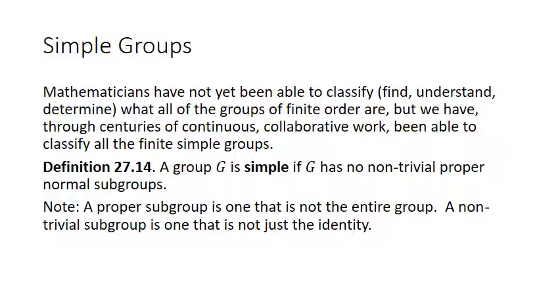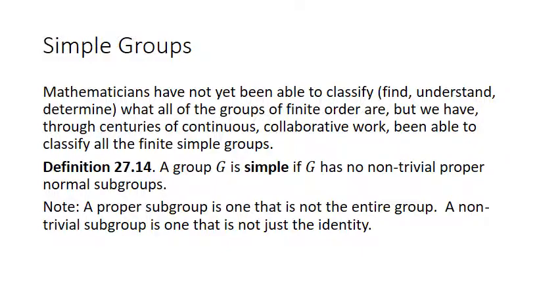We have, however, over many centuries of continuous collaborative work running into the thousands of pages of journal articles, been able to classify all of the finite simple groups. So let me tell you what a simple group is. A group G is simple if G has no non-trivial proper normal subgroups. Just to note here, a proper subgroup is one that is not the entire group, and a non-trivial subgroup is one that is not just the identity. So this is saying that a group is simple if it has no normal subgroups other than the entire group and the identity subgroup. Those you always have, of course.